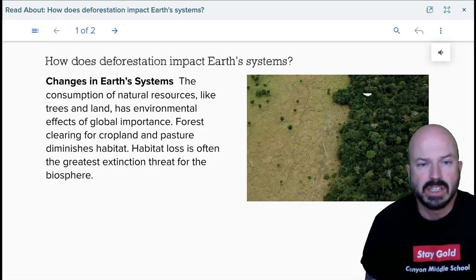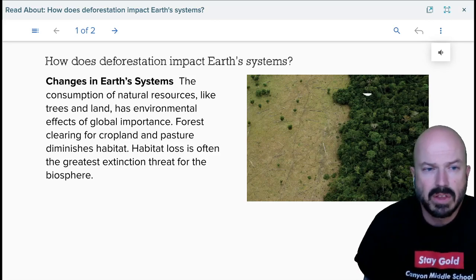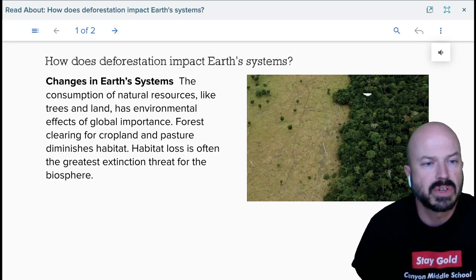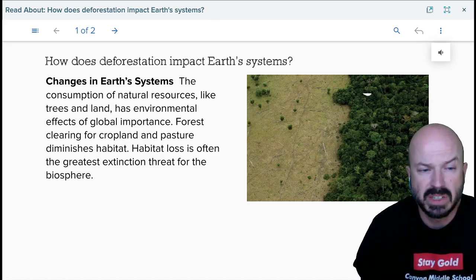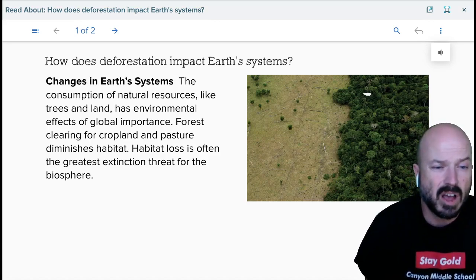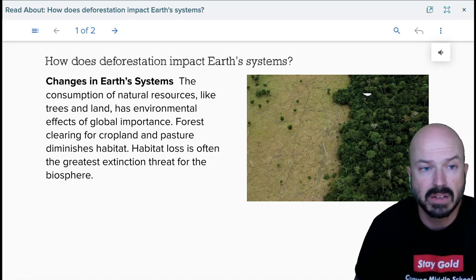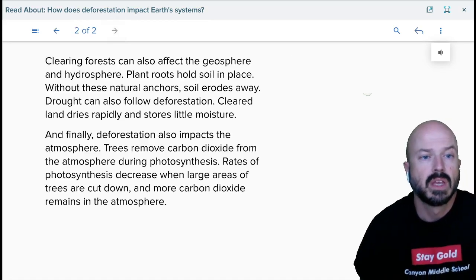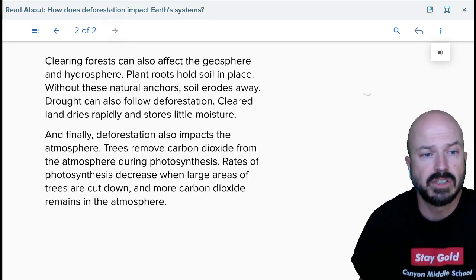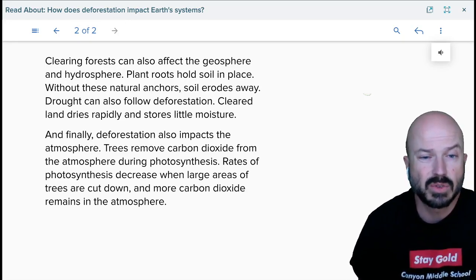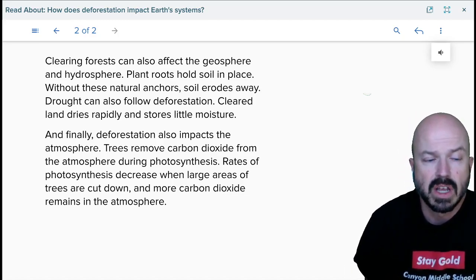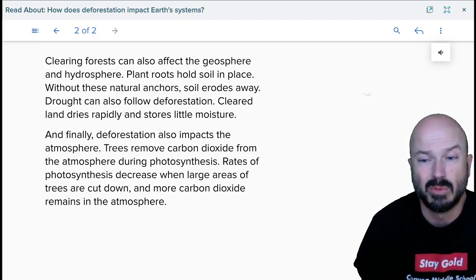How does deforestation impact Earth systems? The consumption of natural resources, like trees and land, has environmental effects of global importance. Forest clearing for croplands and pasture diminishes habitat. Habitat loss is often the greatest extinction threat for the biosphere. Clearing forests can also affect the geosphere and hydrosphere. Plant roots hold soil in place. Without these natural anchors, soil erodes away. Drought can also follow deforestation. Cleared land dries rapidly and stores little moisture.